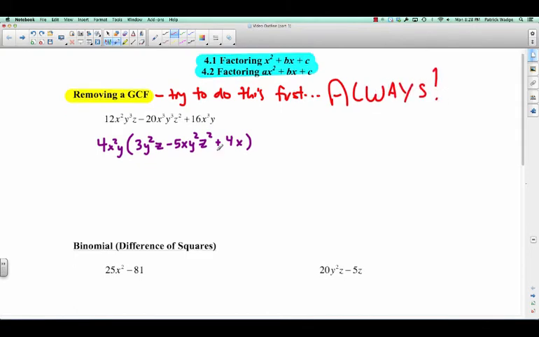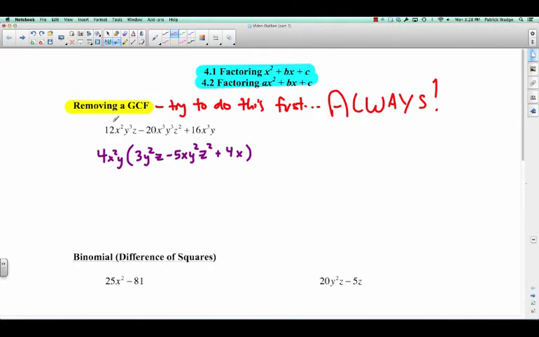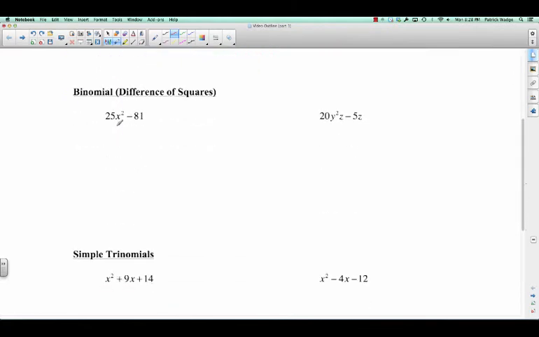Always try to do it first. Okay, so here we go. Binomial difference of squares. This is another type. There's no real first, second, third type, although I will call removing a GCF the first type because you're always going to do it, right? Okay, so binomial, or difference of squares.